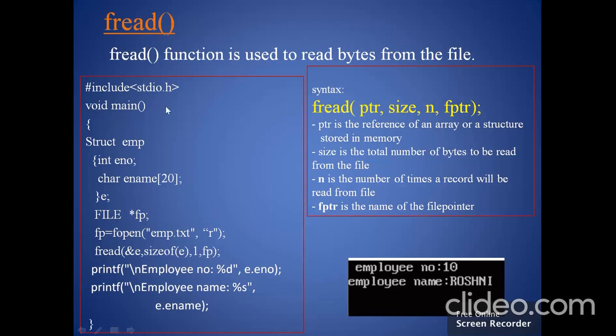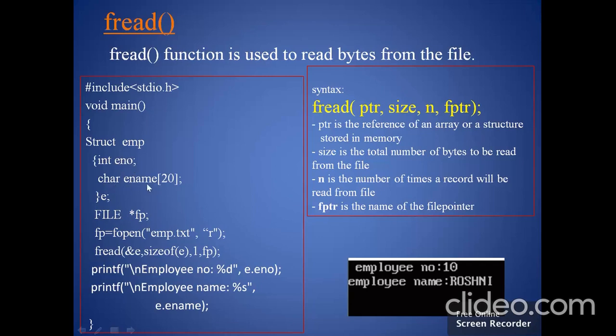At first, we will write the header file, that is #include stdio.h. Then we will have the void main. Then inside the main section, at first we will declare the structure. This is the same structure we used in the fwrite function program. So that is struct emp. Then inside the structure we will have two variables. One variable is eno, which is used for storing the employee number.